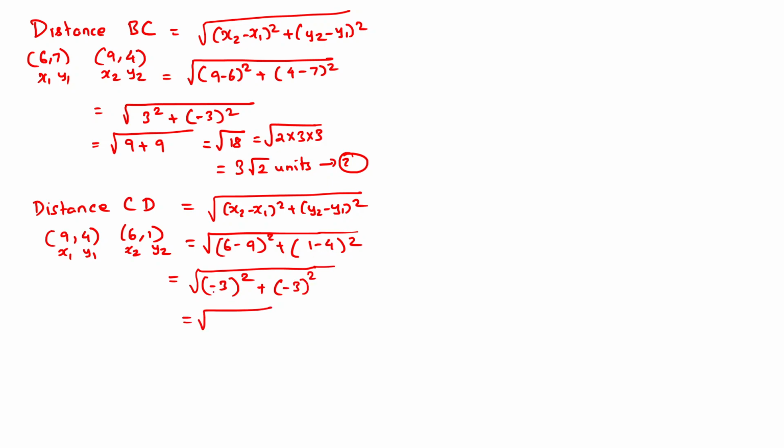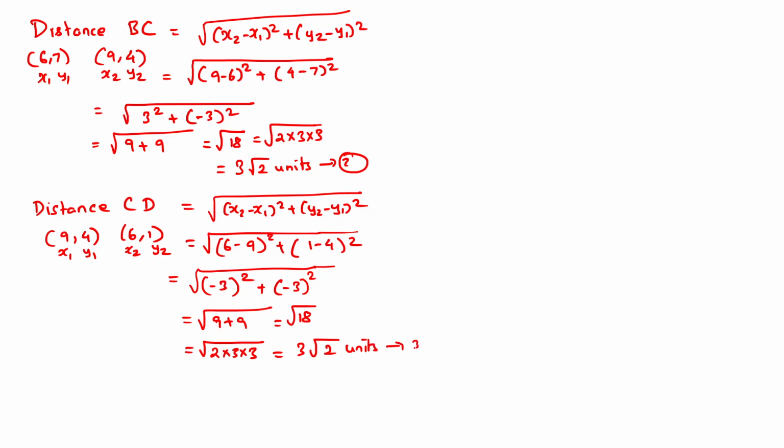So we should not worry about the negative sign. 3 square is 9 and 3 square is 9. So again we are getting root 18. Don't stop here. Try to get a simplified version. We have to write 18 as 2 into 3 into 3. So this can be written as 3 root 2 units.